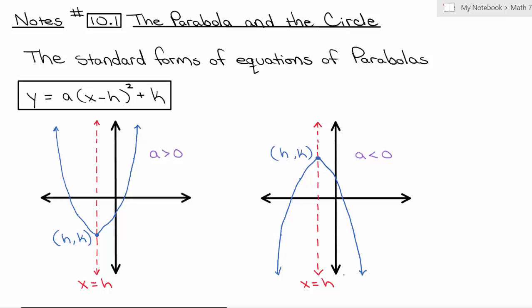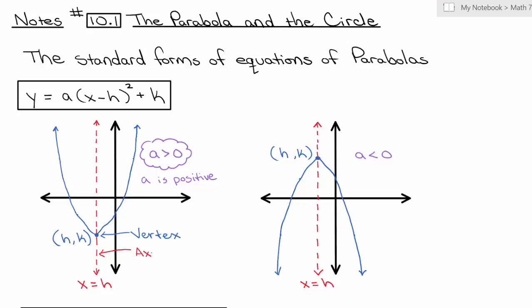The first one is y equals a times x minus h, quantity squared, plus k. Here are a few graphs that represent a couple of different parabolas. One opens upward. This is going to happen when your a value is positive. The h comma k represents the vertex of the parabola. And the x equal to h represents the axis of symmetry.